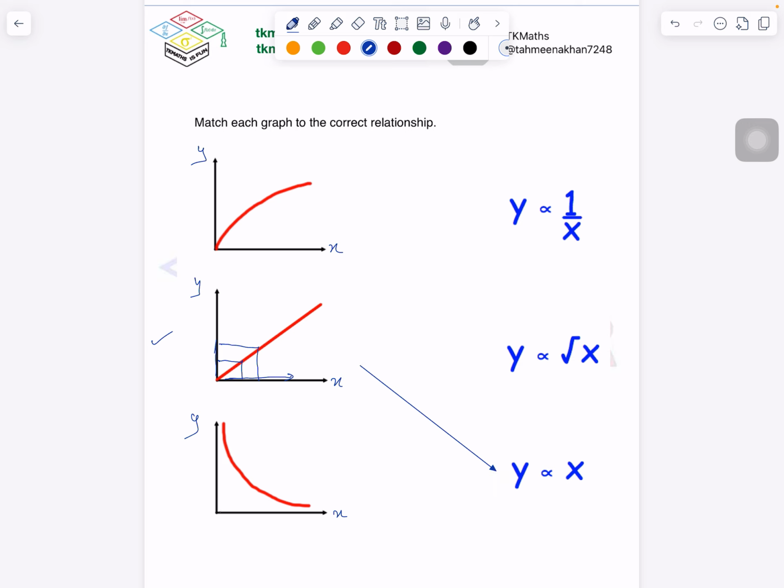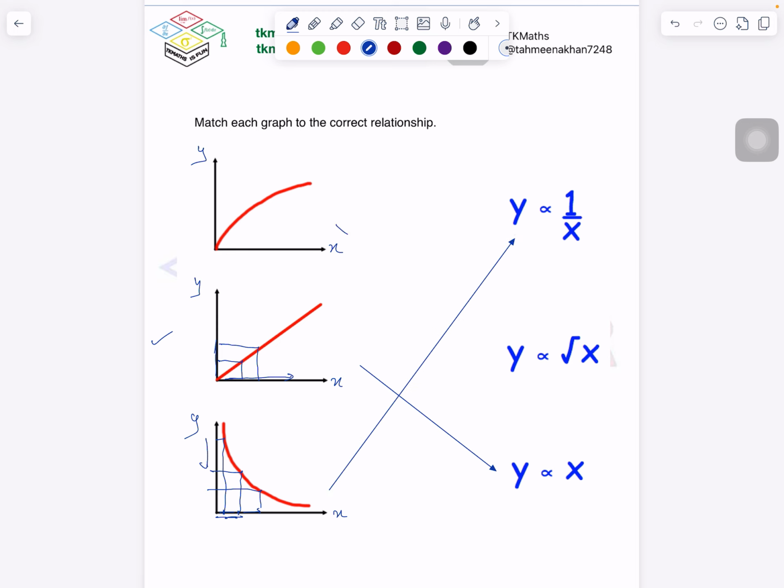Here if you see, as x value is increasing, in this case, the y value is decreasing. Why? X value is here, y value is here. Increase x value here, y has decreased. X increase, y further decrease. But the rate of decrease is not constant, right? It is not like this. So this is straight away a case of this one. Y is inversely proportional to x.